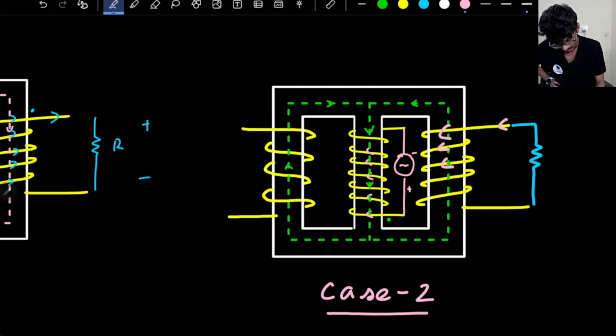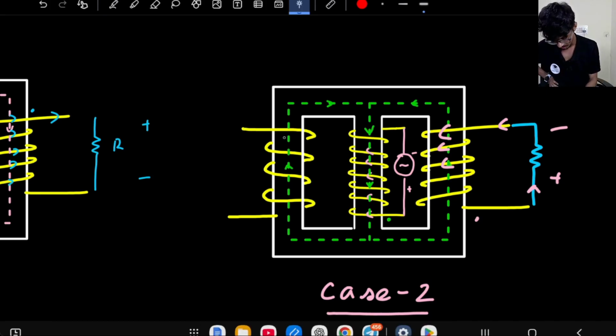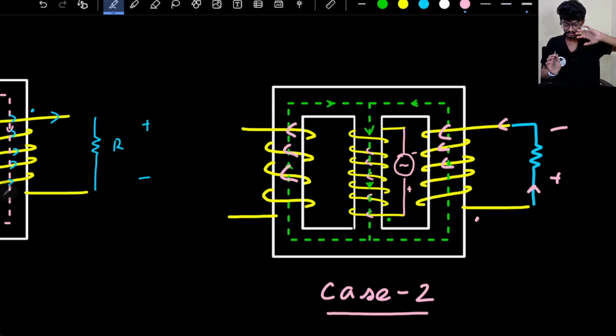If the current is like this, that means the current is flowing here, so it is plus minus here, so the dot will actually be here. And for this one again I need to oppose the initial flux. Here the flux is going upwards, and I need to bring it downwards, so again the current direction will be something like this, so that I can make the flux downwards.